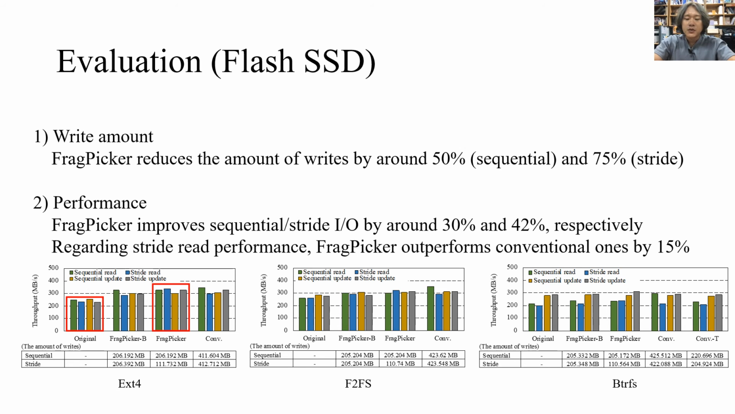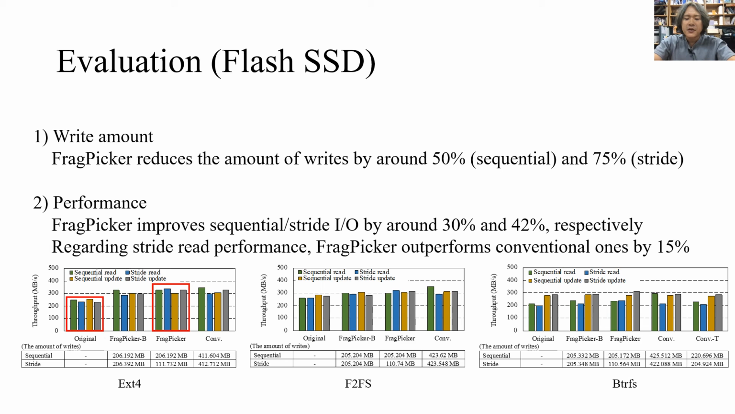In the case of sequential I/Os, FragPicker shows around 50% fewer writes, and 75% fewer in the case of stride workloads. This reduction in the amount of writes is because the analysis phase of FragPicker effectively finds the optimal pieces of data for migration, and fragmentation checking in the migration phase further minimizes unnecessary writes. In terms of performance, FragPicker improves both sequential and stride performance by around 30% and 42%. And in the case of stride reads, FragPicker even outperforms the conventional ones.